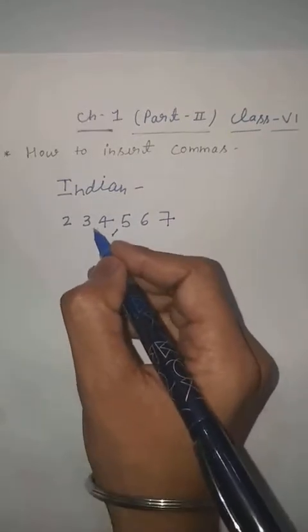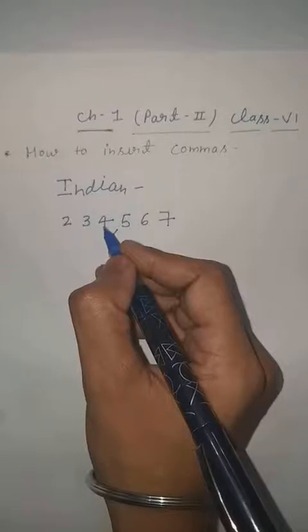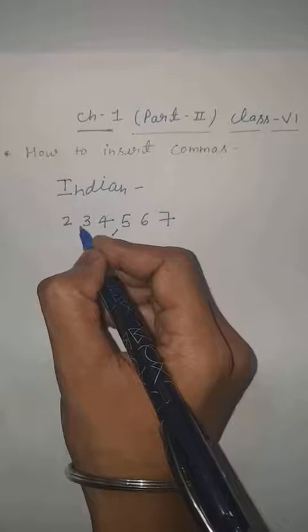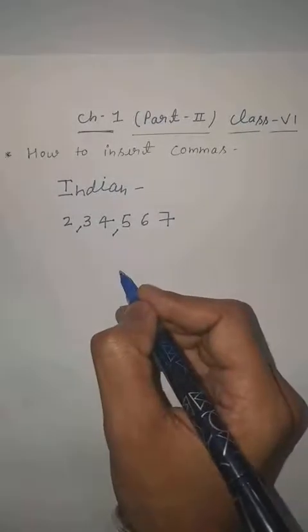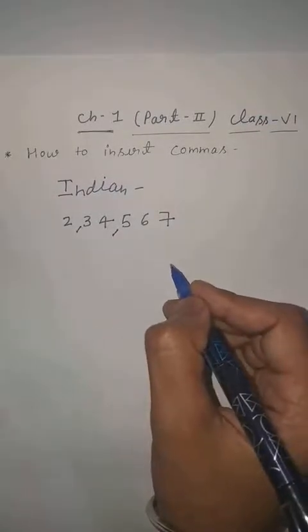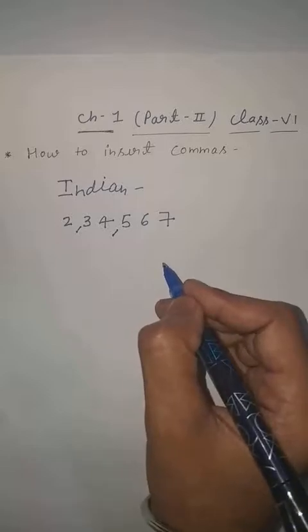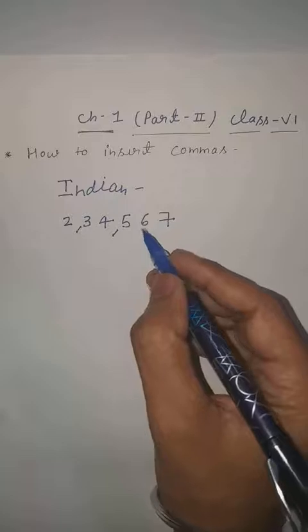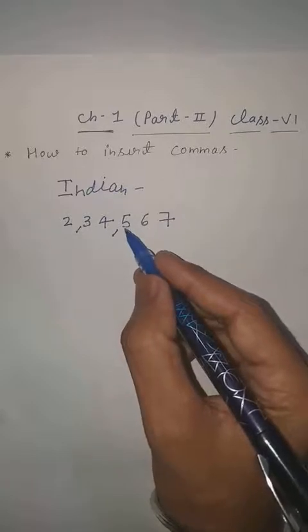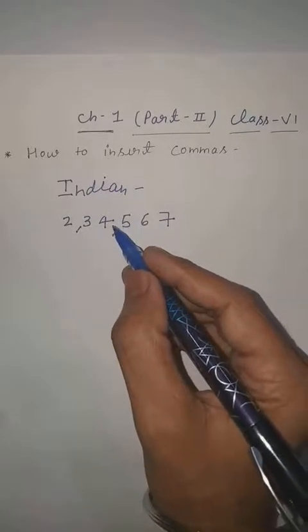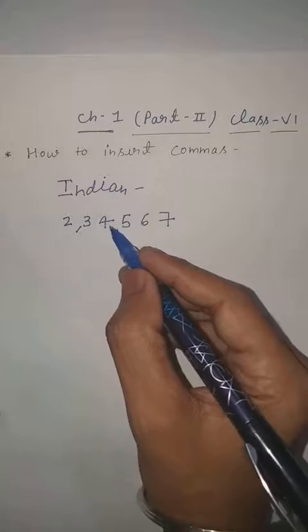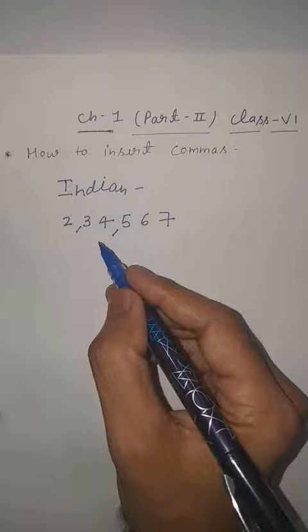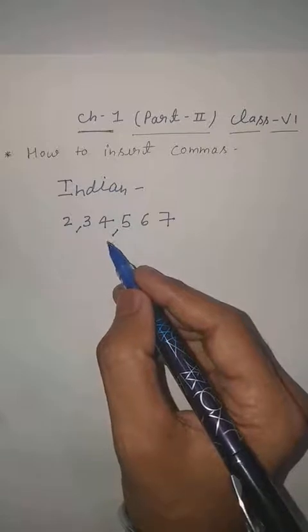Now the second comma is put after 2 digits. So this one is the first digit and this one is the second digit. So here you will put a comma. Also you can understand this like: the first comma you will place after ones, tens and hundreds. This is the first comma, and then the second comma you will place after 1000, 10,000. So this is how you will insert commas in the Indian system.